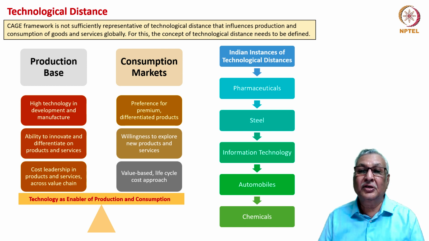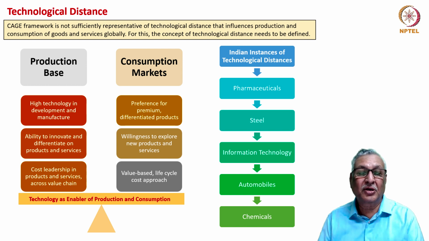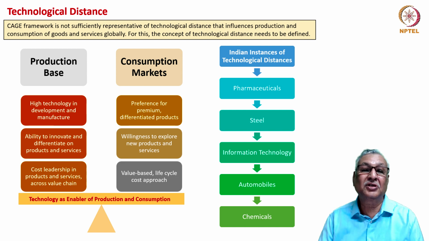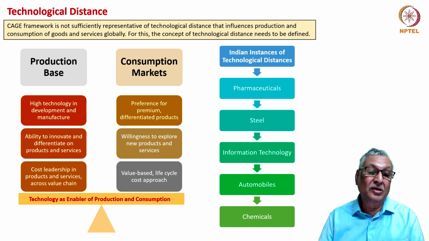I therefore feel that we also need to define the concept of technological distance. There are two aspects to technology. One is the production aspect, the second is the consumption aspect. Technology is the bridge that makes products and provides to the consumption markets. Consumption markets have their own preferences in terms of products and services, which translates into technological requirements.